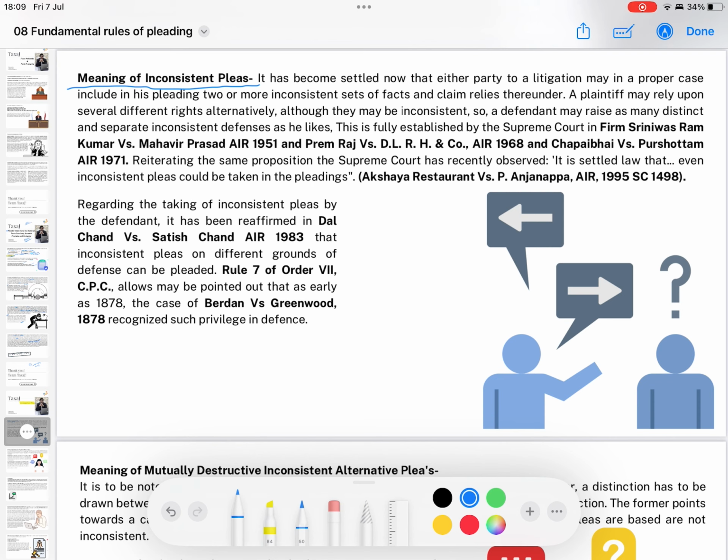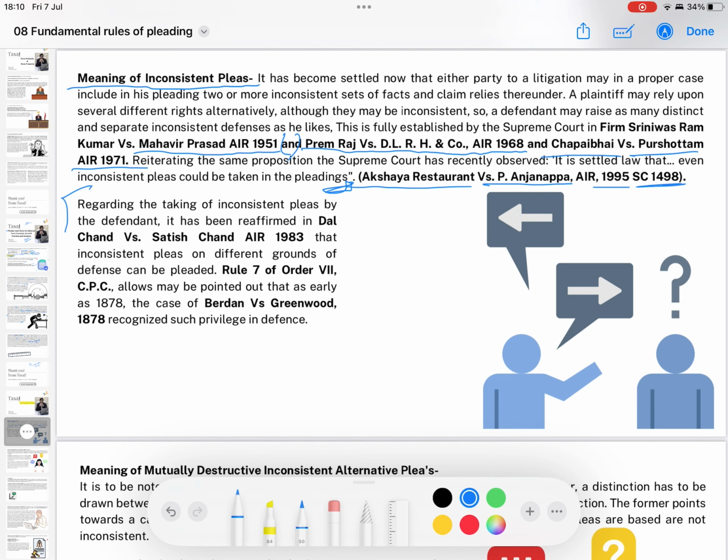This is fully established by the Supreme Court in Firm Sriniwas Ram Kumar versus Mahavir Prasad, AIR 1951, and also in Prem Raj versus DLRH and Company, AIR 1968, and Chapaibhai versus Purshottam, AIR 1971. These three cases state the same thing. Now, reiterating the same proposition, the Supreme Court has recently observed it is settled law that even inconsistent pleas could be taken into pleadings: Akshaya Restaurant versus P. Anjanappa, 1995, Supreme Court, 1498.